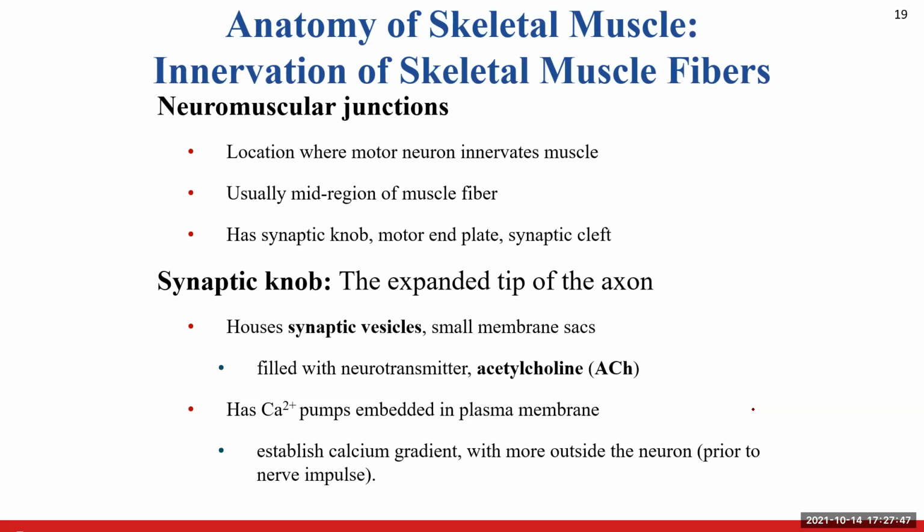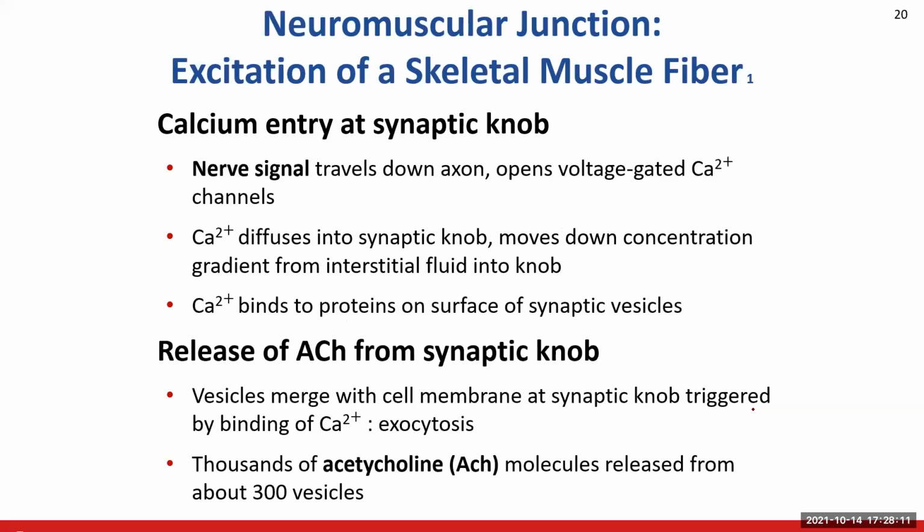We're also going to see in the synaptic knob, as we saw before, our calcium pumps, because what is their job? To pump calcium out of the cell, creating that concentration gradient. Because by doing that, calcium wants to enter into the cell. So once that action potential reaches the synaptic knob, it's going to trigger the opening of voltage-gated calcium channels. Once those channels open up, calcium diffuses down its concentration gradient, moving from the outside of the cell to the inside of the cell. And then it binds onto the surface of the synaptic vesicles.